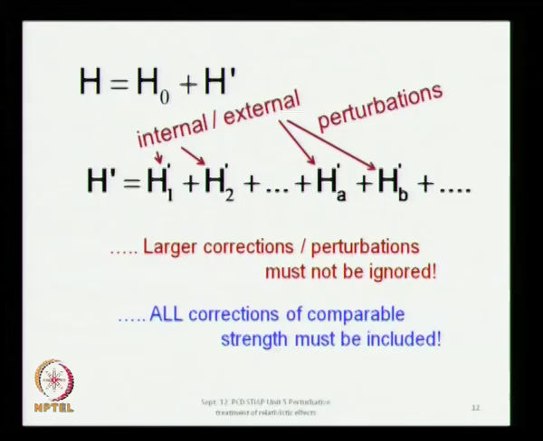And furthermore, all perturbations, all corrections which are of comparable strength, like if H2 prime could be an internal perturbation of the same order as H1 prime, but HB prime is also a perturbation of the same order, then it should also be included regardless of it being internal to the system or something which is imposed on the system from outside. So all perturbations of the same order should certainly be considered on an equivalent footing regardless of these perturbations being intrinsic or imposed on the system.